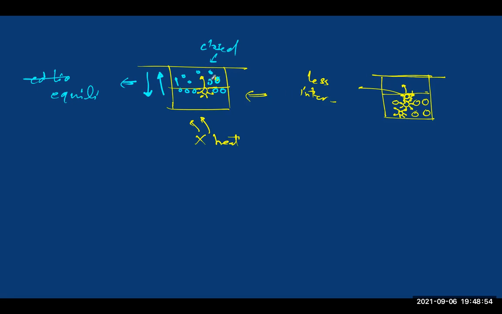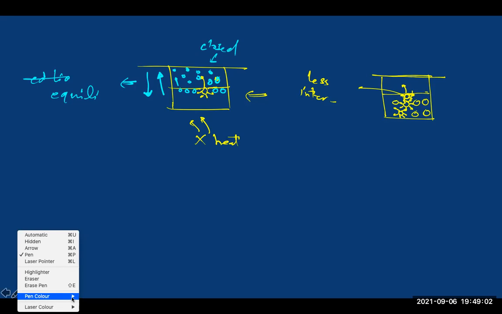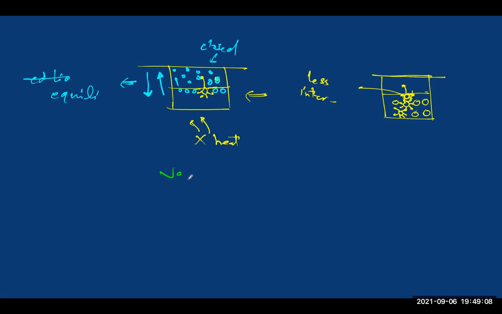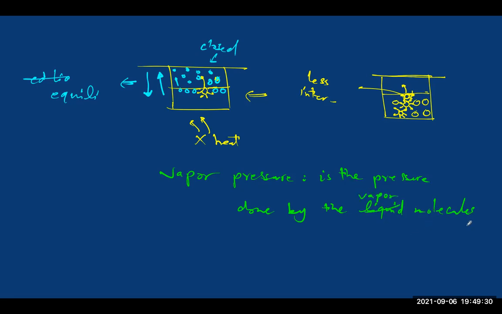At this point, we will have a number of molecules over the surface. These molecules will exert a pressure on the surface of the liquid, and this pressure will be called the vapor pressure. So the vapor pressure is the pressure done by the liquid molecules or the vapor molecules over the liquid.